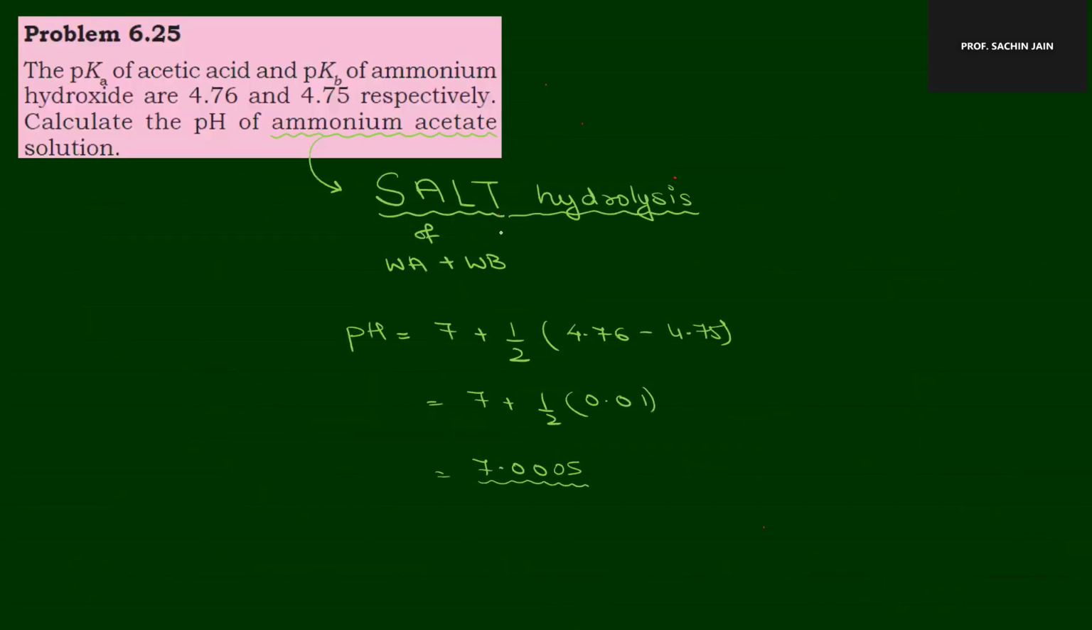Now the question had ammonium acetate, which is the weak acid and weak base relation. The formula is 7 plus half of pKa minus pKb, with the values which are given. So the difference came 0.01 and half came 0.005. So 7 plus half, this is the answer. Understood? Yeah.